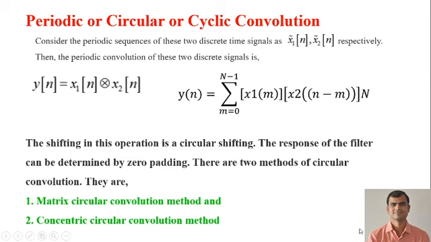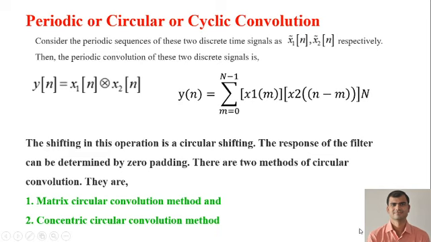Hello, good morning friends. Today we'll see a lecture on periodic convolution. The periodic convolution is also known as circular convolution or cyclic convolution. The number of convolutions required for the circular convolution is equal to the order of period.